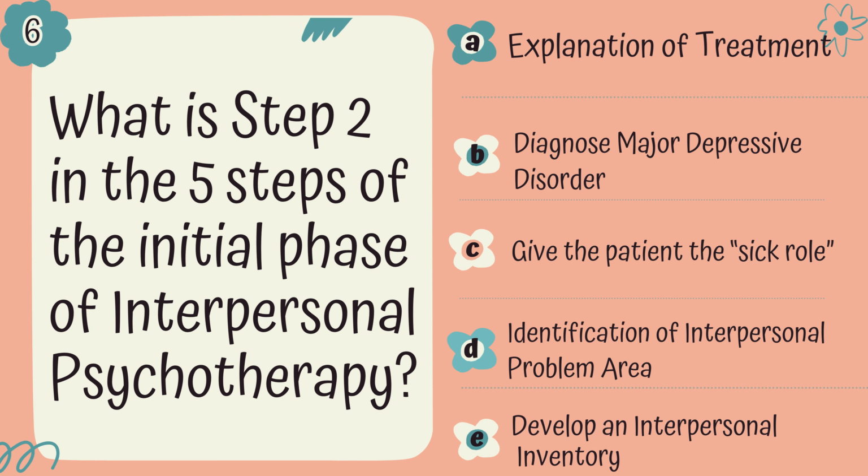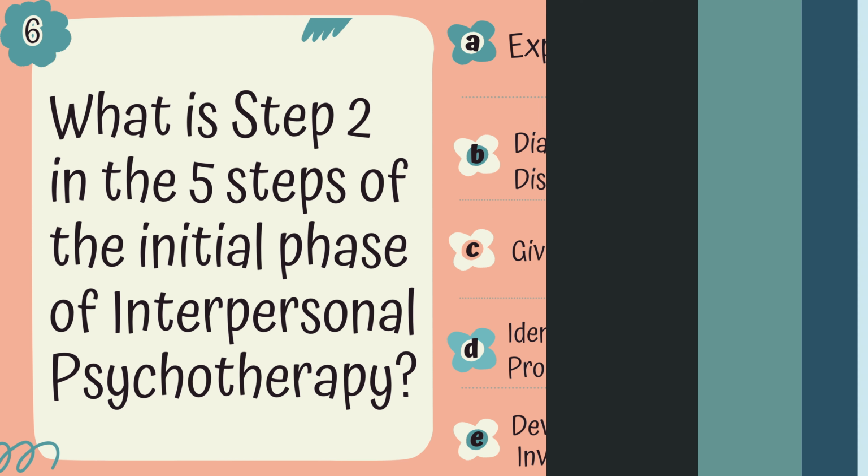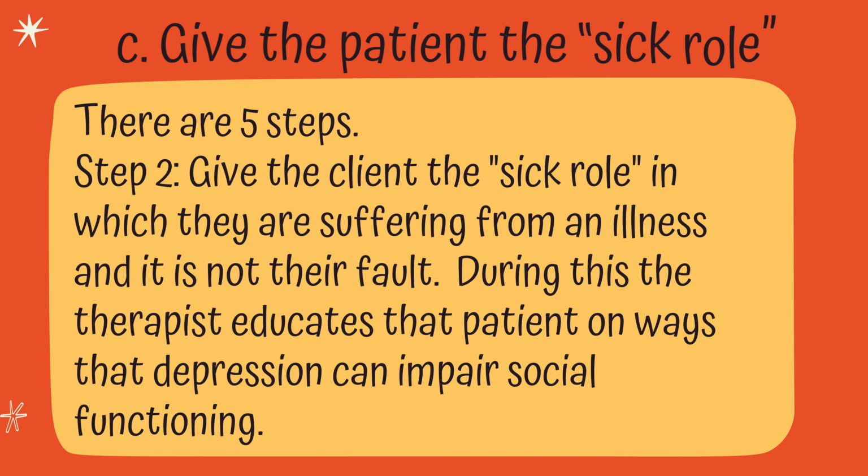Question 6. What is step 2 in the 5 steps of the initial phase of interpersonal psychotherapy? Is it A, explanation of treatment, B, diagnose major depressive disorder, C, give the patient the sick role, D, identification of interpersonal problem area, or E, develop an interpersonal inventory? Really review that question if you don't get it right.